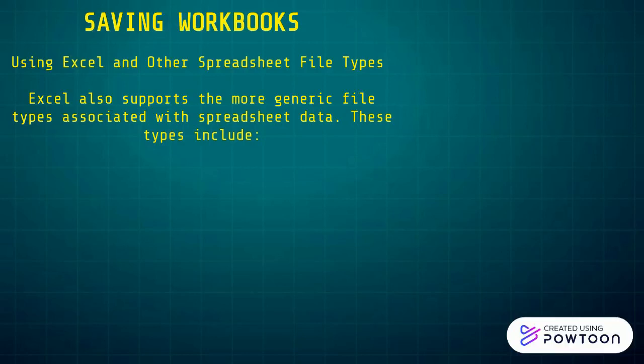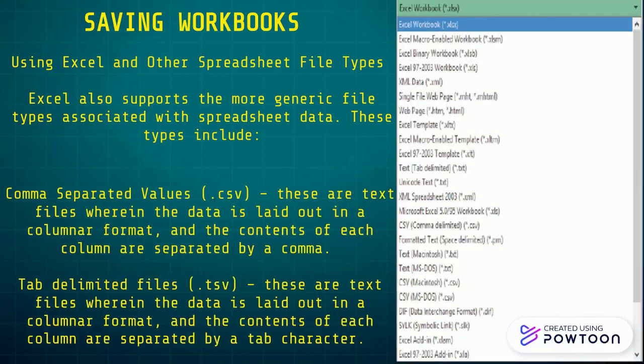Using Excel and other spreadsheet file types. Excel also supports the more generic file types associated with spreadsheet data. These types include comma-separated values, .csv. These are text files wherein the data is laid out in a columnar format, and the contents of each column are separated by a comma.